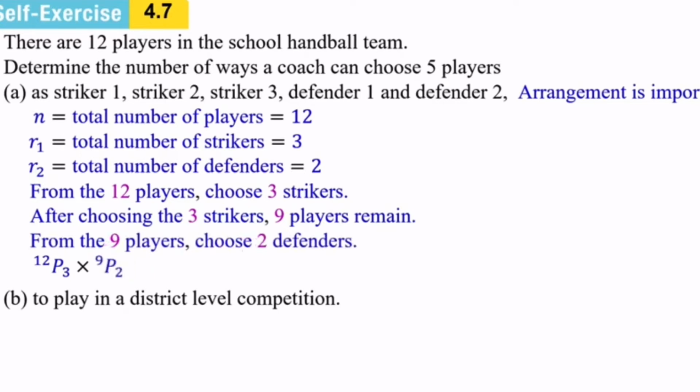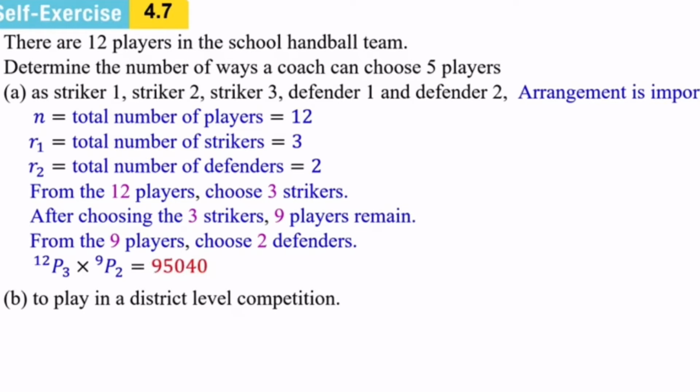Again, the order is important because the question highlights defender 1, defender 2. So then you multiply, and your answer is 95,040, which is quite many ways to select according to the order. Alright, so this is a permutation question, be careful.